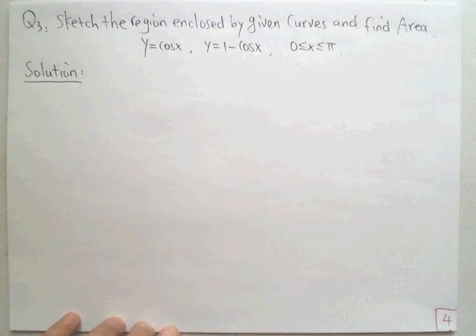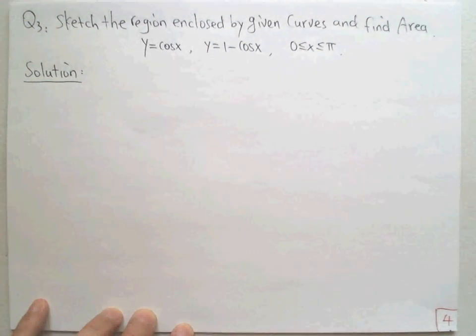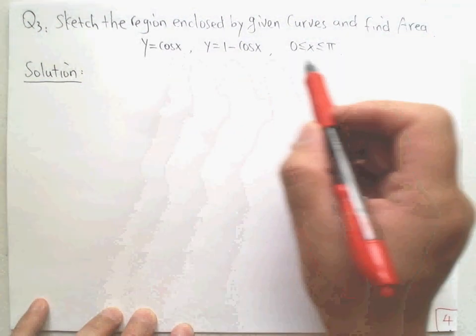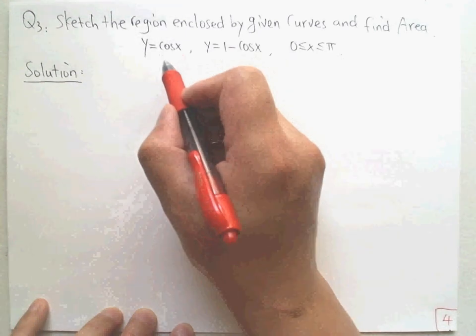How to find the region is the same. Okay, we don't know the graph. What we need to do is find the graph first. We're going to find the graph. So what are these functions? This is cosine for x between 0 to pi.